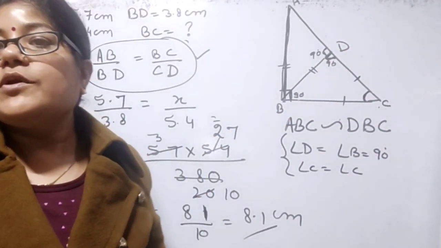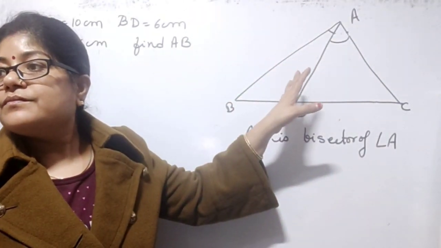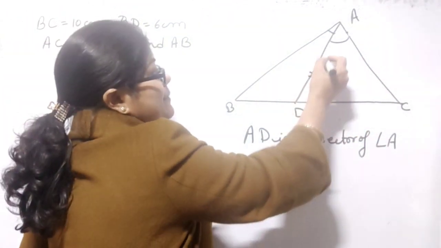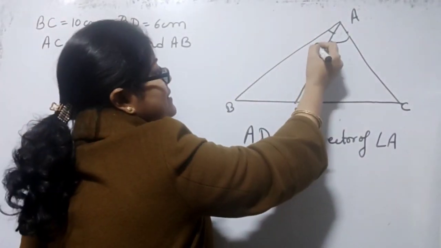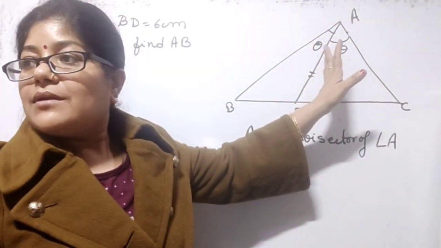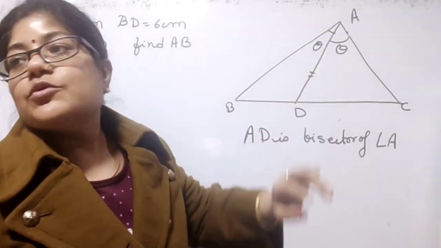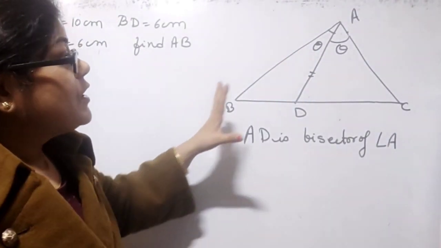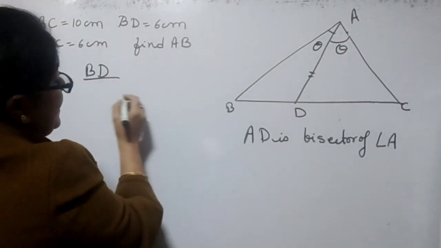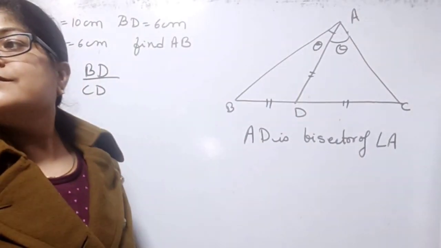One more typical case I am going to discuss with you. Now watch this case. A triangle is given in this form. And it is given AD is the bisector of angle A. That means this line bisects this angle. That means if this angle is theta, then this angle is also theta. So for similarity, these two are equal. And another thing which you got, this side AD comes in both of the triangles. Now for this case, if you find out the similarity, you have to write BD from one triangle and CD from the other triangle.